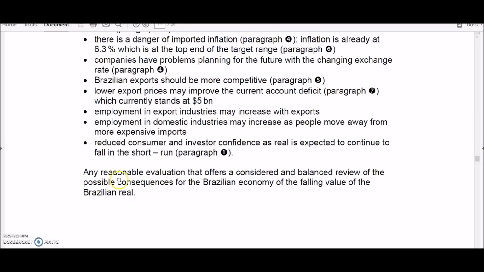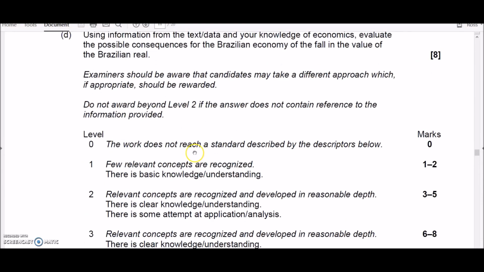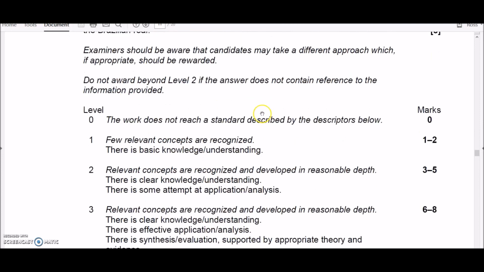A few things to keep in mind here, I'm going to scroll through that, is what it says at the end. Any reasonable evaluation that offers a considered and balanced review, that's going to be what they're looking for. Also keep in mind that you cannot go beyond level 2 if you do not make specific references to the extract that has been provided.